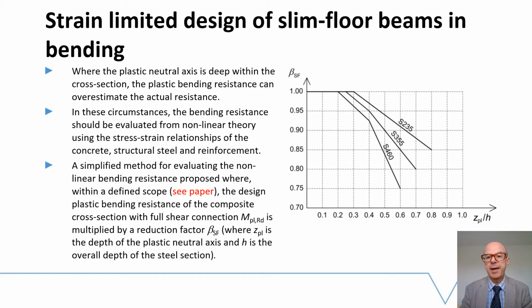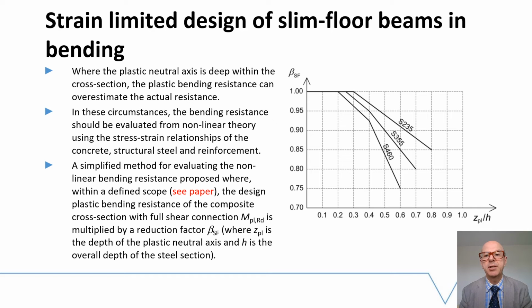But because that can be quite tedious for designers, a simplified method for evaluating the non-linear bending resistance is proposed in the new rules, where within a defined scope, which is given in the paper to this conference, the design plastic bending resistance of the composite cross-section with full shear connection is multiplied by a reduction factor beta SF, and the relationship between beta SF and the position of the plastic neutral axis is shown on the graph on the right hand side.